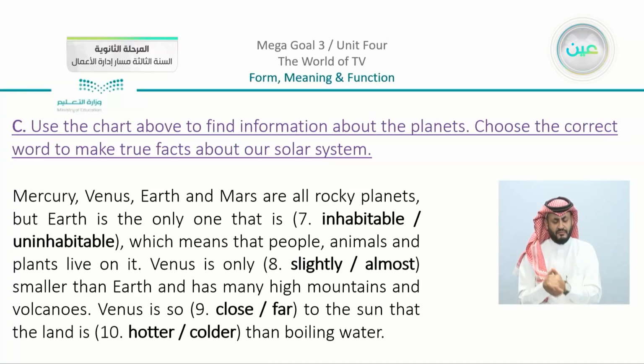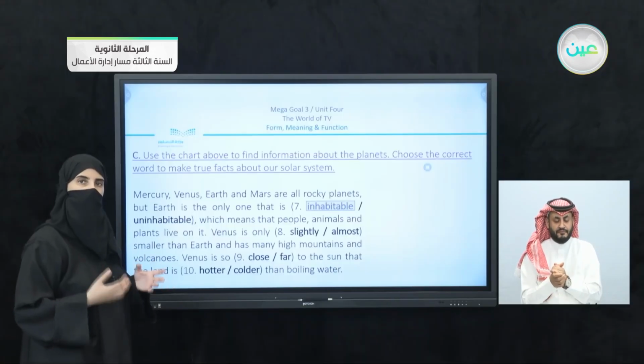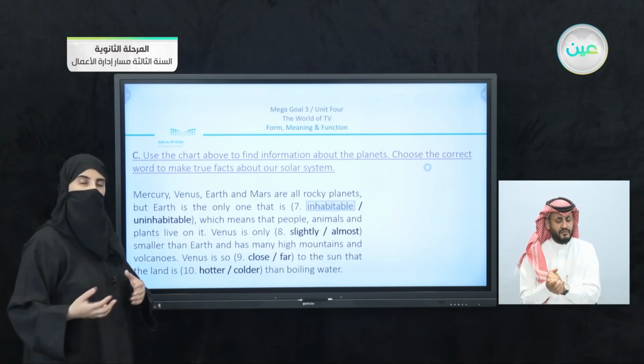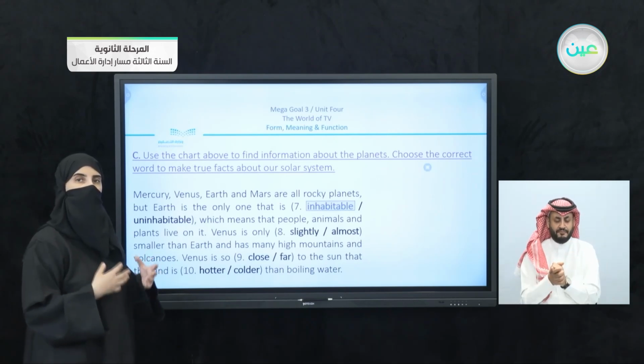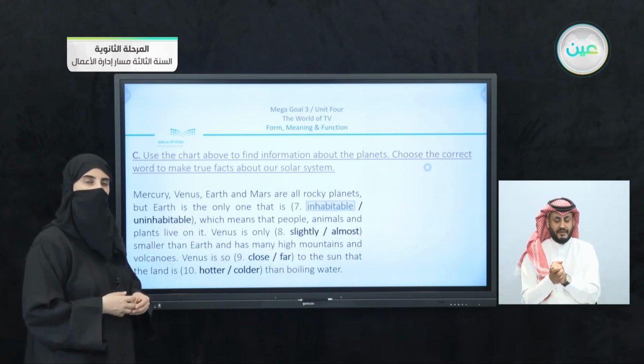Mercury, Venus, Earth, and Mars are all rocky planets, as we read in the last lesson. But Earth is the only one that is inhabitable, which means that people, animals, and plants live on it. So if you had any question about the meaning of inhabit or inhabitable, now you know that it means that there are living creatures on the planet.